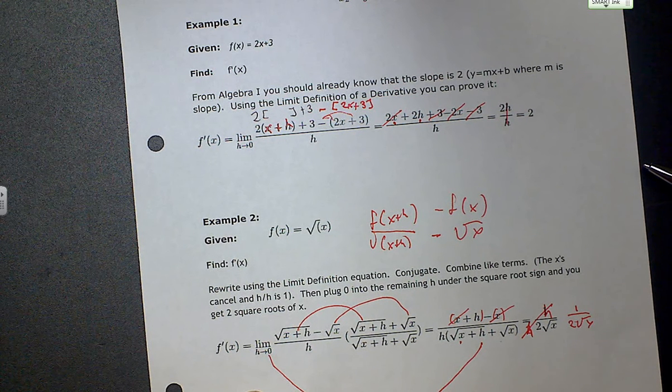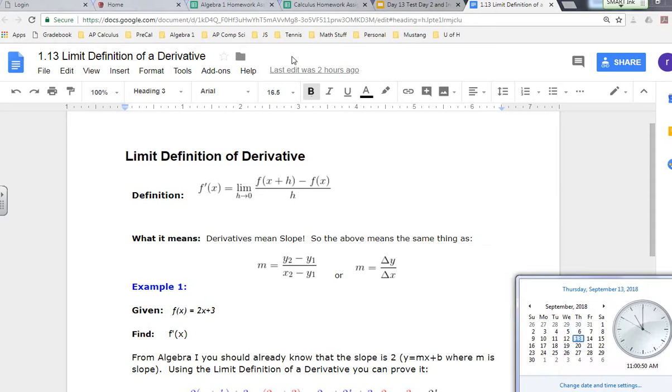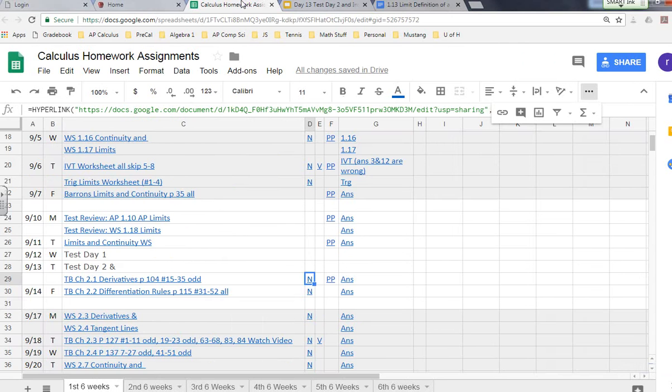All right, we good? Let's go try some. So if one of the h's doesn't cancel, you plug in the limit? Yes, yes, yes. You plug the 0 in for any h's that's left.